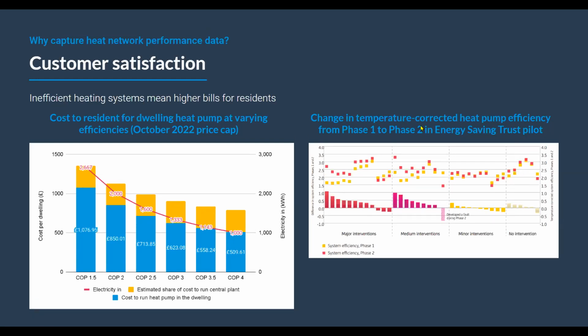This data is from an Energy Saving Trust study, which looked at COPs of heat pumps. In phase 1, shown by the little square in yellow, the COP of each heat pump was recorded, and in phase 2, a number of interventions were taken following analysis of the performance data captured from each heat pump. After these interventions were completed, the COP was recorded again, shown in this orangey red colour. What you can see is that generally, particularly where interventions have been carried out, the darker orange squares are providing a much better COP for each heat pump than previously when no interventions were carried out.